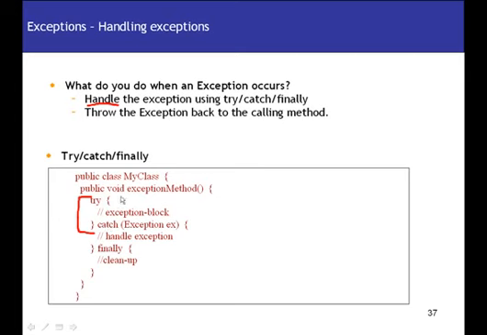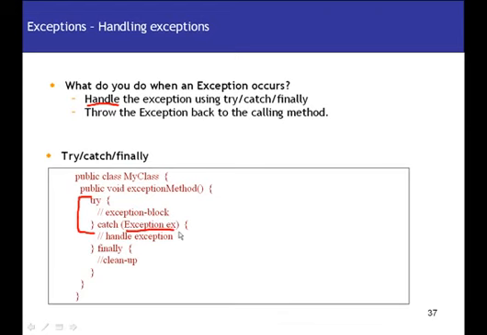So what you do is you put the exception-prone, error-prone block of code within the try block, and you handle the exception in the catch block. So what are you going to catch? You are going to catch the exception.